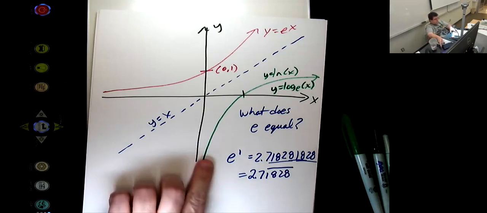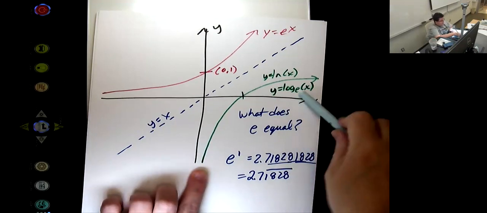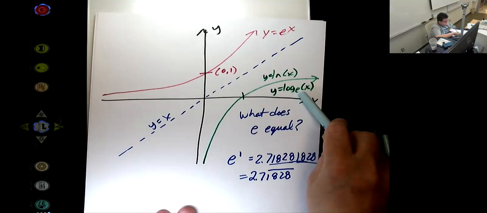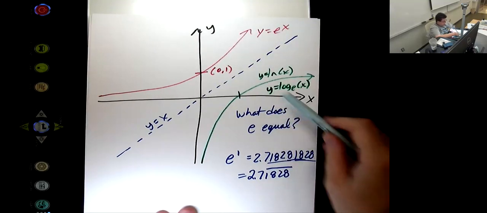But log, this graph has no negative x values. x has to be greater than 0. So if you try to take the log, and this is true for any base, I did log base e just to match e to the x, but whatever base you have, they all have this shape.